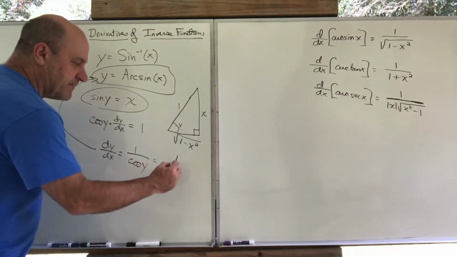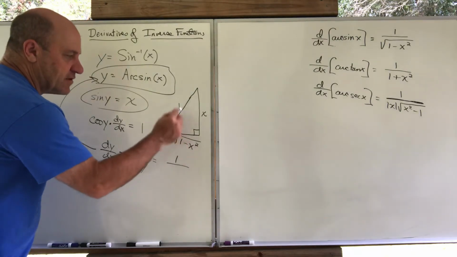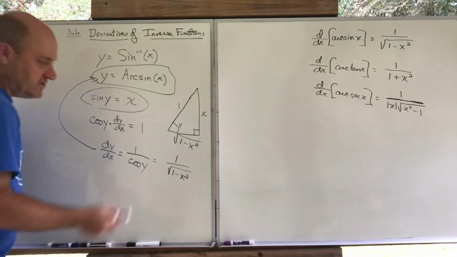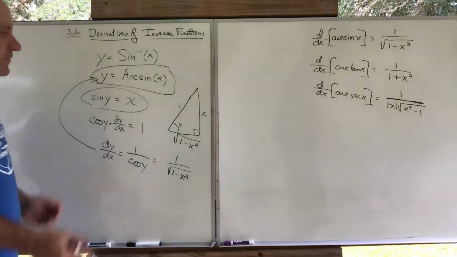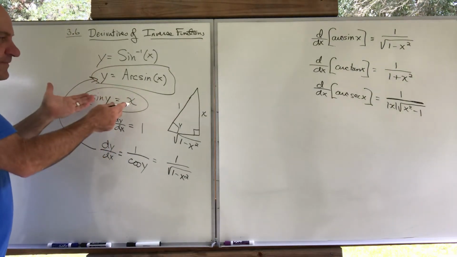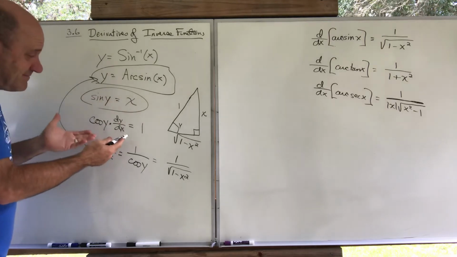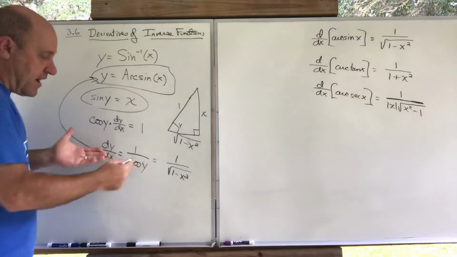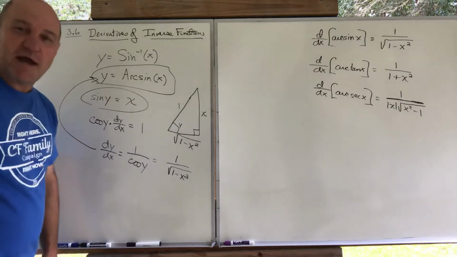So very quickly, I can replace this cosine of y with what it is, the adjacent over the hypotenuse. It's just the square root. So basically, I just proved to you that formula. And it's not that hard to do. Rewrite the function, take the derivative implicitly, solve for the derivative, but to get it in the form we want, we have to draw a triangle and see the relationship between x's and y's.